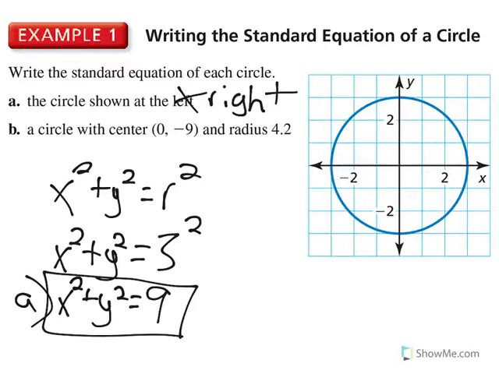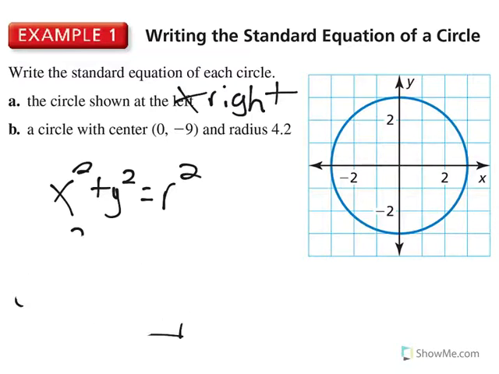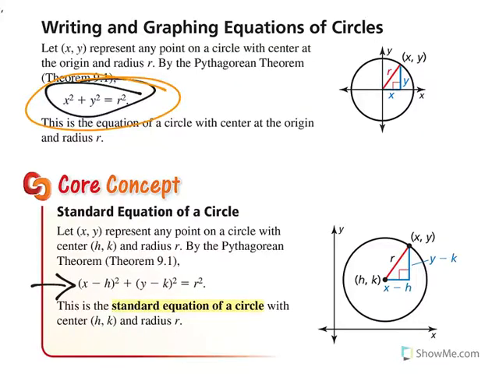In our second one for B, we have a center that is at 0, negative 9, and then it gives us the radius of 4.2. So for this one, okay, let's look back at the problems that we had before, where it showed us the formula. In this lesson we are actually going to be using this formula, okay? So you need to be writing your standard equation formulas each time and then be filling them in. So we have x minus h squared, that whole thing, plus y minus k squared equals r squared.